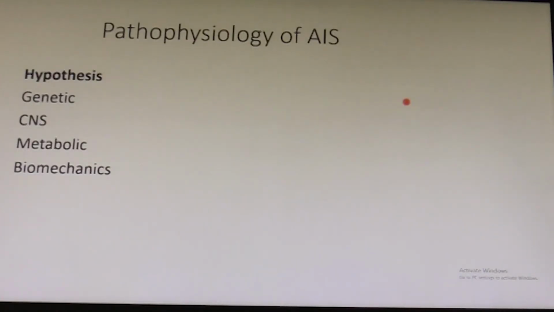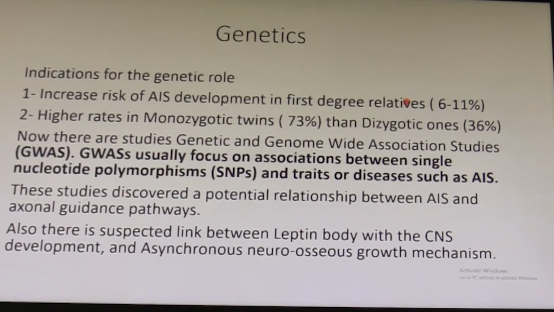So the pathophysiology of adolescent idiopathic scoliosis, specifically for adolescent idiopathic scoliosis, it's more of a hypothesis until now, concerned with genetic factors, central nervous system factors, metabolic factors, biomechanical factors. For the genetic factors, until now, there is no clear-cut evidence of the genetic factor because it is multifactorial and there is a need of a lot of studies for that.